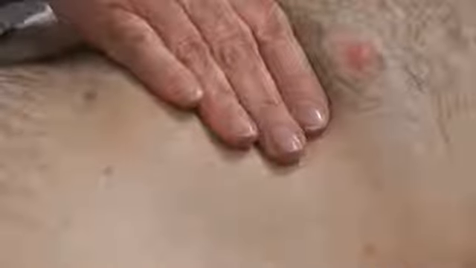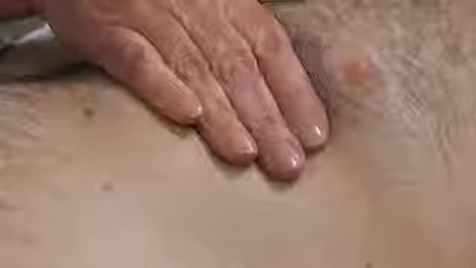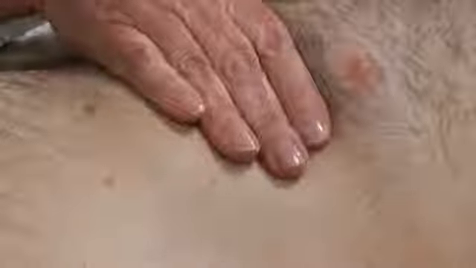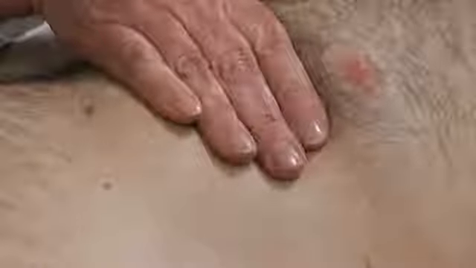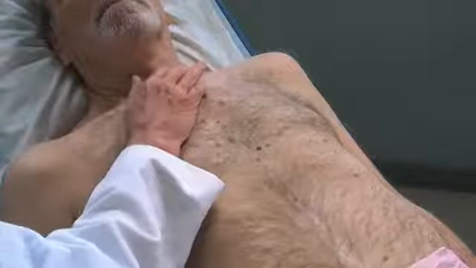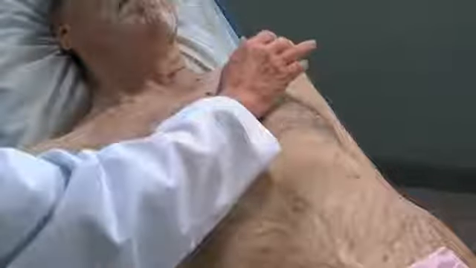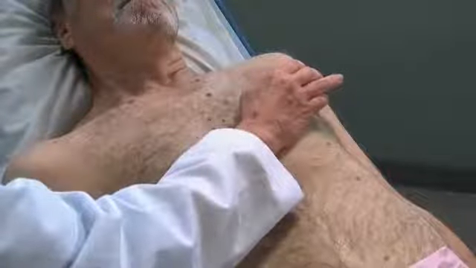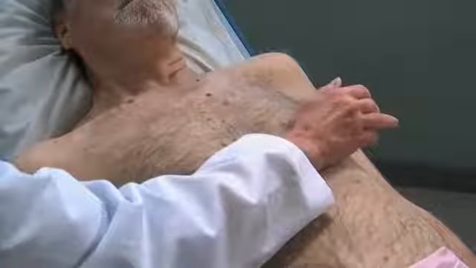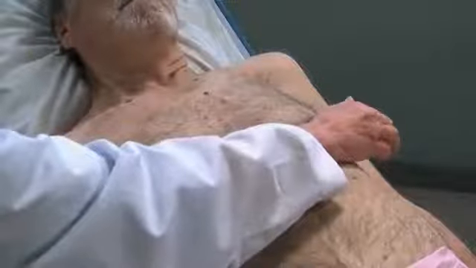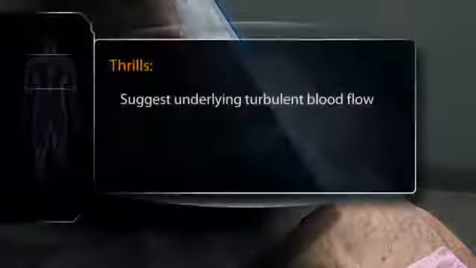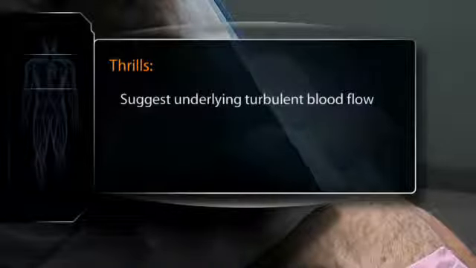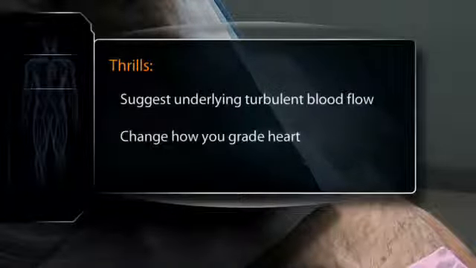Ventricular impulses may heave or lift your fingers, suggesting ventricular dilatation. None is seen here. Then check for thrills by pressing the ball of your hand firmly on the chest in these same locations. If subsequent auscultation reveals a loud murmur, go back and check for thrills over that area again. Thrills suggest underlying turbulent blood flow and change how you will grade related heart murmurs.